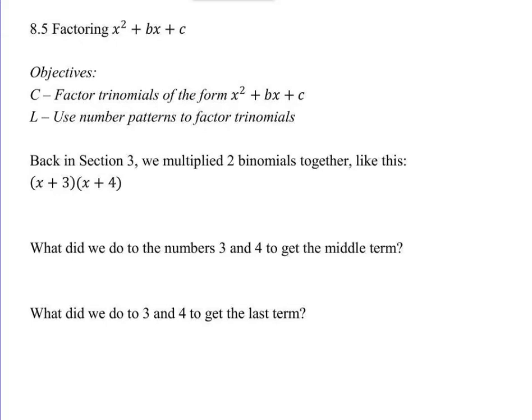Back in section 3, we multiplied two binomials together: x plus 3 times x plus 4. Let's go ahead and do that again. What do we get? x squared plus 4x plus 3x plus 12. So then my answer would be what?